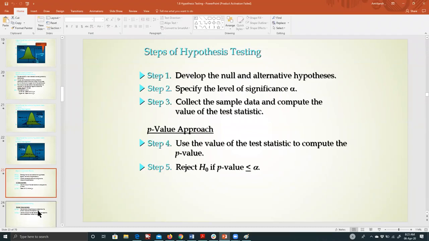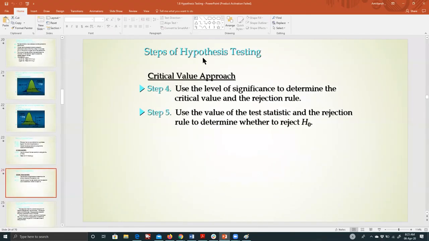How much, 0.2, 0.1, and is it a double tail, single tail? That also you have to know. Now you collect the sample data and compute the value of test statistic. So you basically get the x bar or something. Now p-value approach is very simple. Once you get the test statistic, you try to get the p-value. So you use the Z chart and you try to get the exact probability value, how much it is covering. And there's only one rule: reject H naught if p-value is less than or equal to alpha.